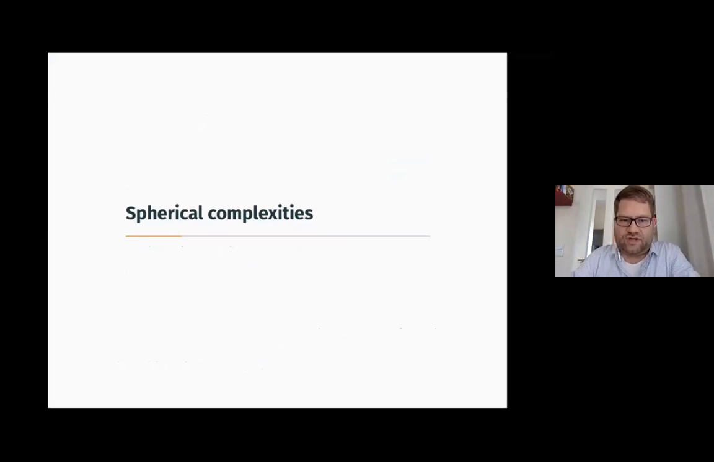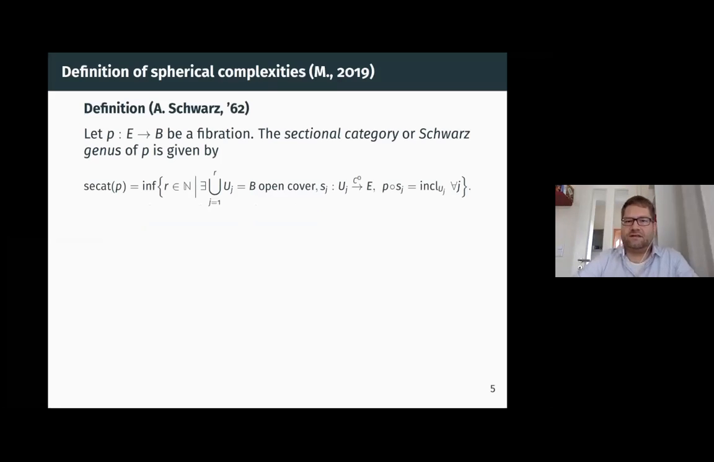What I want to introduce today are these new invariants, these spherical complexities. And they are now defined in a similar way to TC. I think the sectional category was already mentioned by several speakers, so I won't elaborate on that too much. So the sectional category of a fibration is the minimal number of open domains that we need to cover the base space, such that over each of these we have a continuous section of the fibration, a local section of the fibration. Now I want to consider a particular fibration that turns out to be useful in this setting, and I want to generalize.